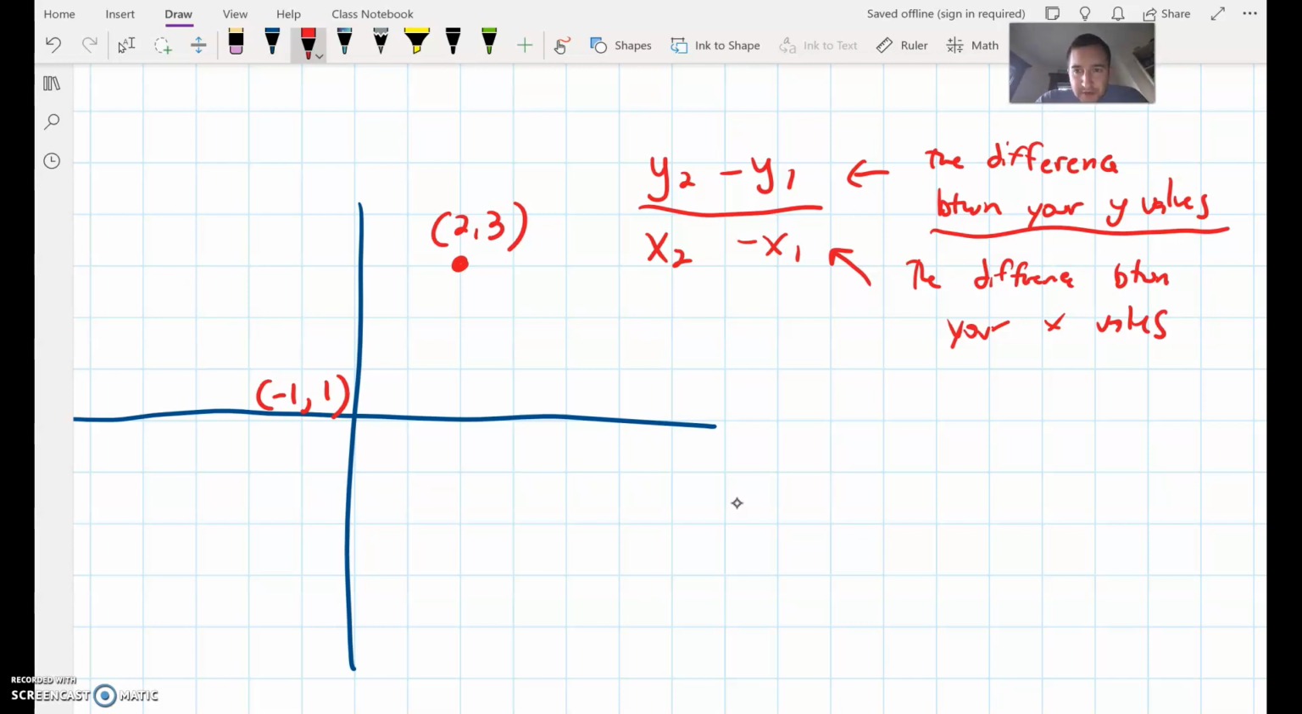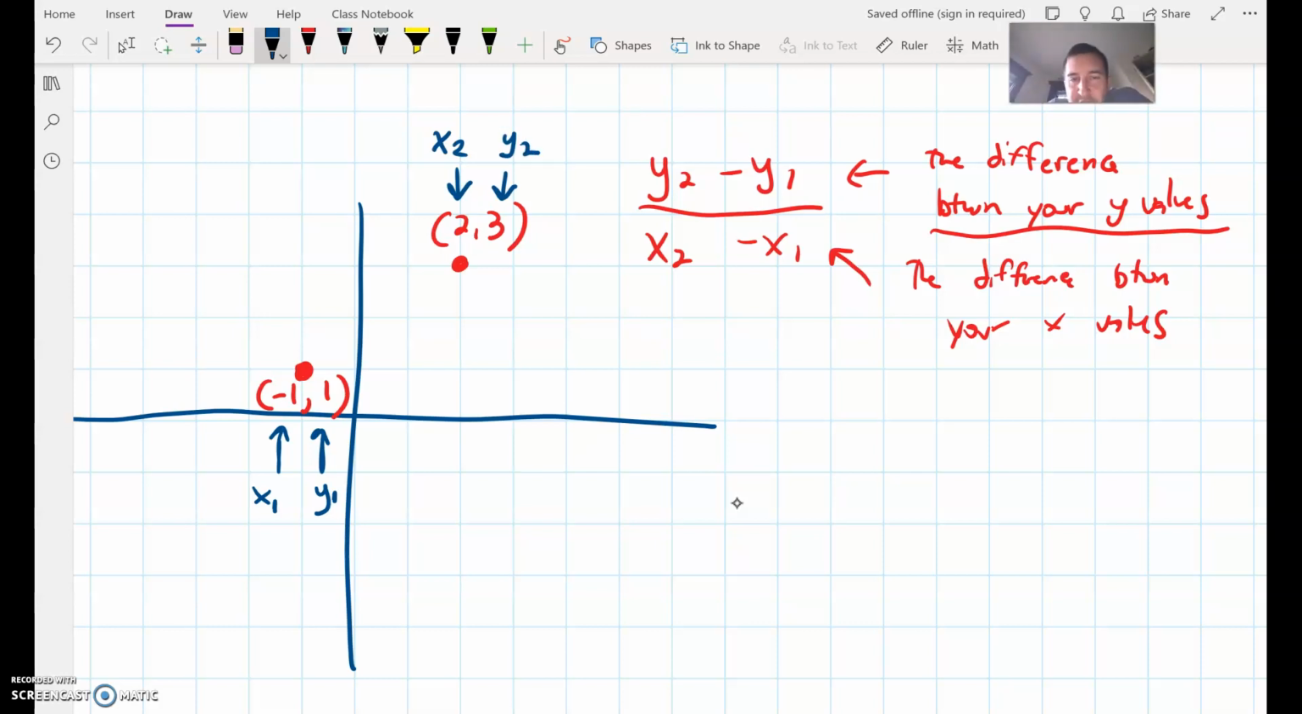The difference between your x values. So let's do this really quick. What are my y values? So this is an x value. This is a y value. We'll actually call that x1 and y1. And then this point over here is another x value. We'll call that one x2. And this one, we'll call it y2.